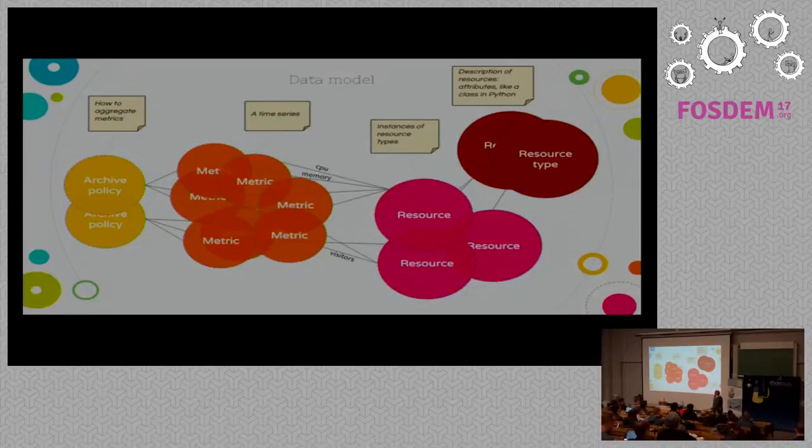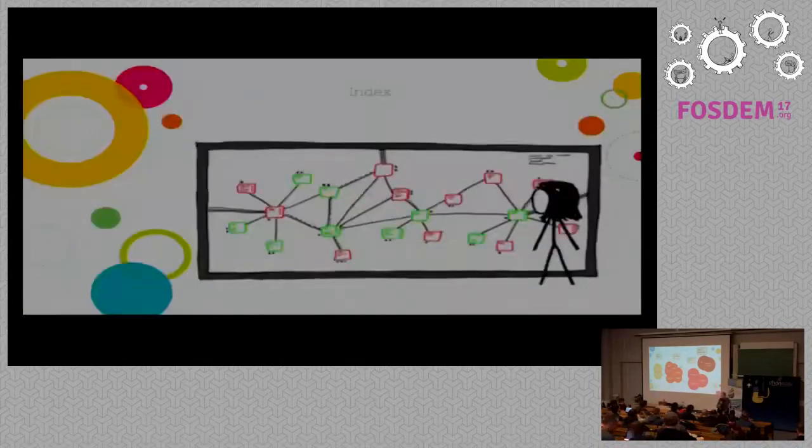So resources are exactly like classes in Python. We have resource types where you declare a type of resource, for example, an instance, a virtual machine. You declare attributes like the host it's running on, the flavor, these kinds of things, and you can instantiate them as a resource, and you can link metrics to them. So, for example, you can call a metric CPU or memory usage, or if your resource is an application, you can have a metric which is the number of visitors.